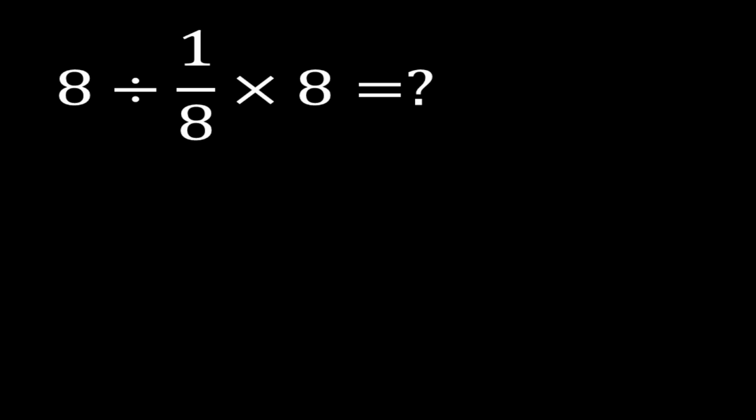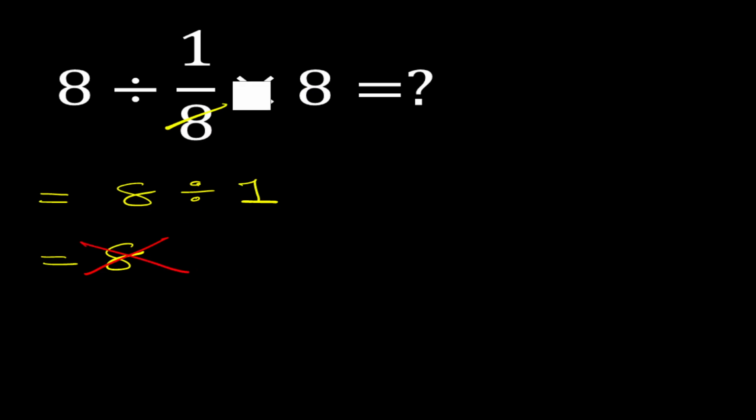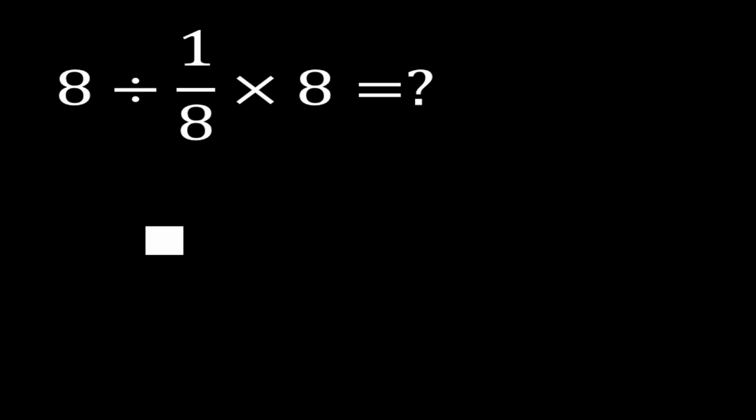So most people solve this question like this: cancel this 8 by 8, which is equal to 8 divided by 1, right? So now 8 divided by 1 is equal to 8. But this answer is not correct. This answer is completely wrong. Now let's solve this problem correctly by using the PEMDAS rule, right?